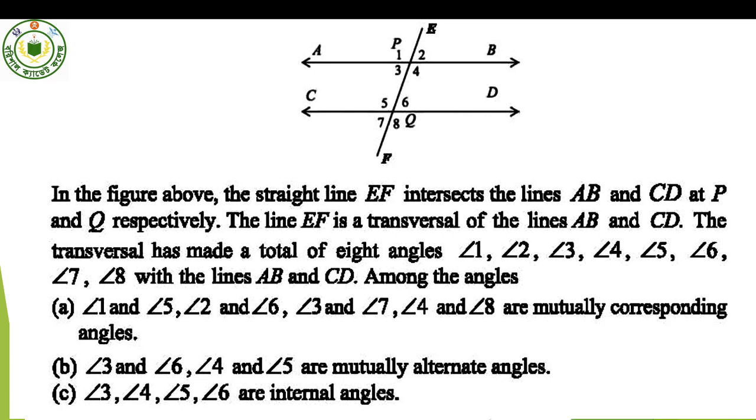3, 6 and 4, 5 are mutually alternate angles. 3, 4, 5, 6 are internal angles, as we explained before.